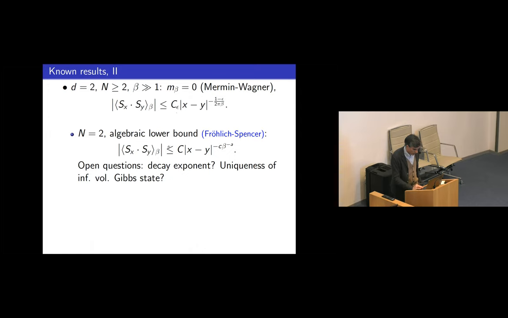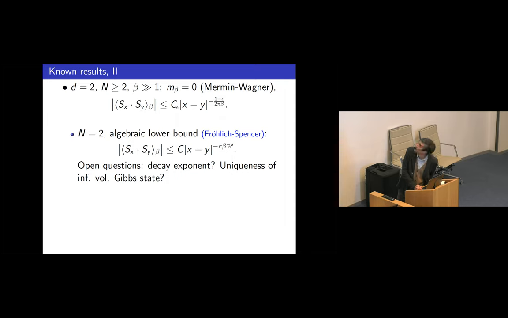Sorry, here there is a typo. This should be larger or equal than |x minus y| to another exponent. So this is the other side of the bound. The upper bound is this one. The lower bound, sorry for the mistake, is an algebraic lower bound with a wrong exponent. So the bounds by Fröhlich and Spencer predict an exponent that goes to zero with beta to infinity with a power law that is different from 1/beta.